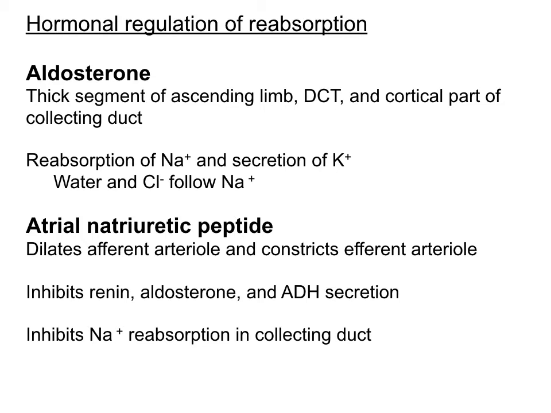Aldosterone is going to act on the thick segment of the ascending limb of your nephron loop, the DCT, and the cortical part of your collecting duct. And you've already learned that aldosterone is going to increase sodium reabsorption and at the same time increase the secretion of potassium. So we're going to take sodium from your tubular fluid, put it back in the blood, and we're going to get potassium from your blood and put it into your tubular fluid.